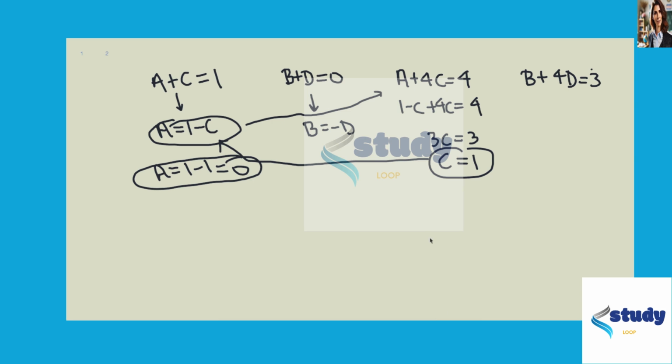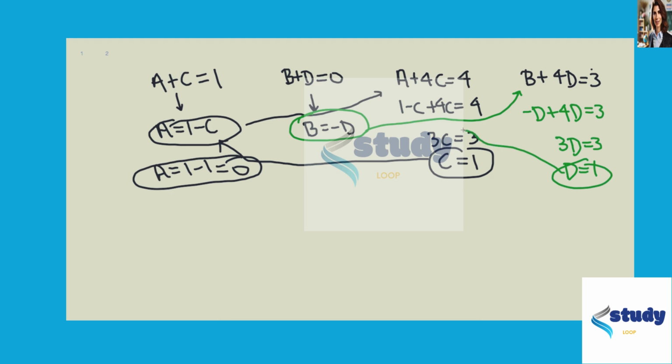And then taking our other equation, b equals negative d, let's plug that in for b on this side. So we have negative d plus 4d equals 3. That means 3d equals 3. So d equals 1. And then plugging this back into this, we get b equals negative d, which is negative 1.